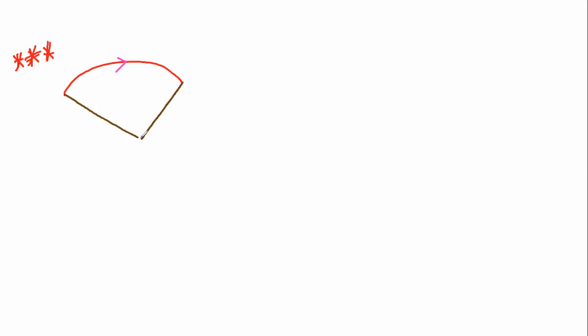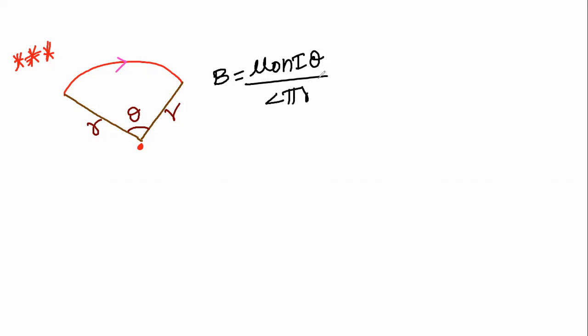A wire is bent in the form of a circular arc which subtends an angle theta at its center. Then the radius is taken as r. For the circular arc, the radius is r. Then the magnetic induction at this point is B equal to mu naught N i theta divided by 4 pi r. Please note down this formula.